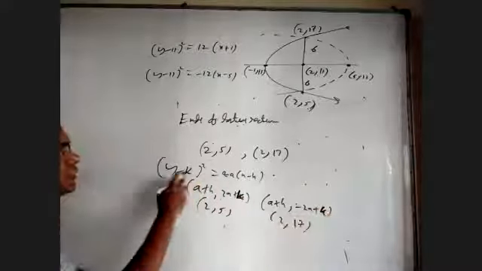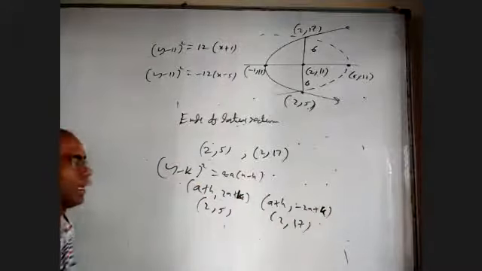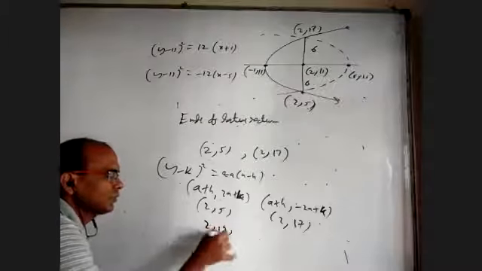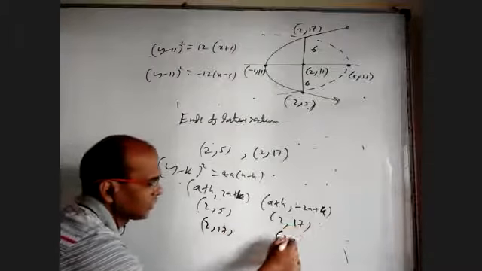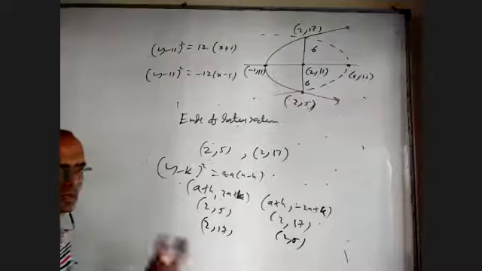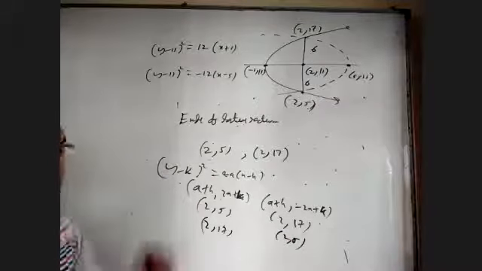Then put it in y minus k whole equal to 4 into x minus h. Later on, equate this to 2, 17 and that to 2, 5. You will get some other a value, h value, k value. Again put it in this. So this is an algebraic way of doing this.